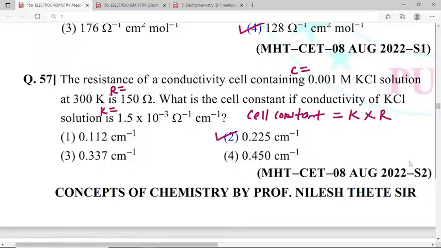Conductivity is given. How much conductivity? 1.5 multiplied by 10 to the power minus 3. Resistance, how much? 150. So what is the number here? 1.5 multiplied by 150, we'll get the answer 0.225.